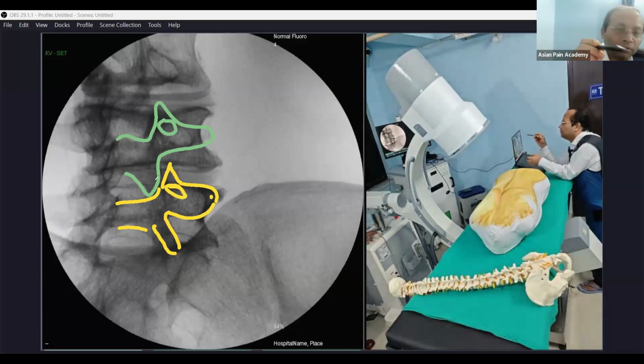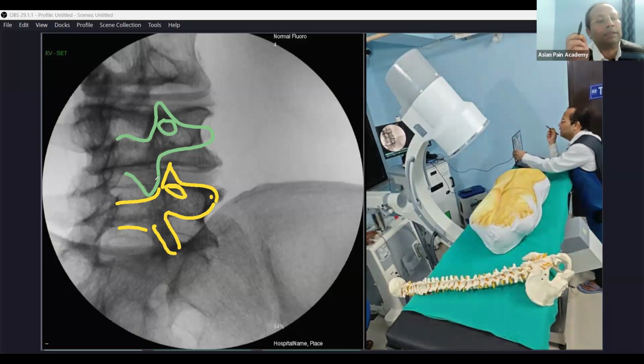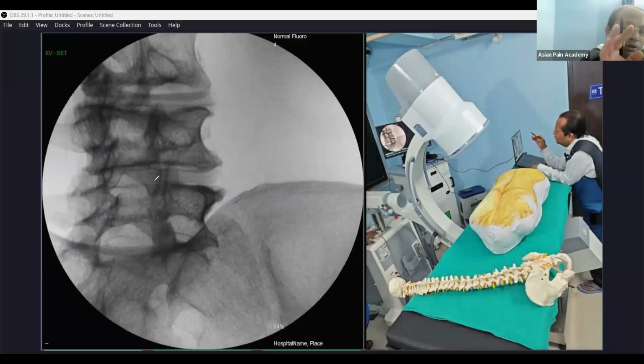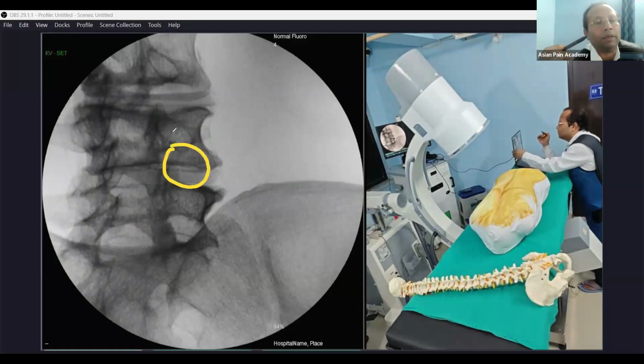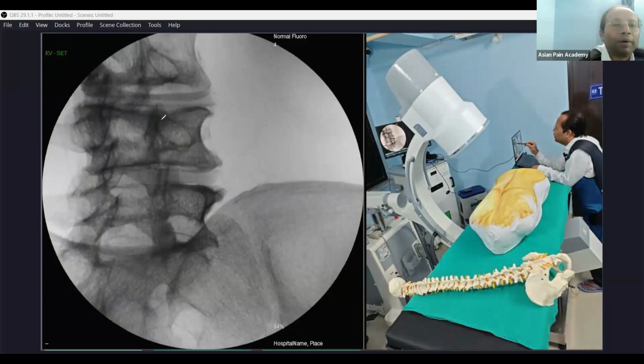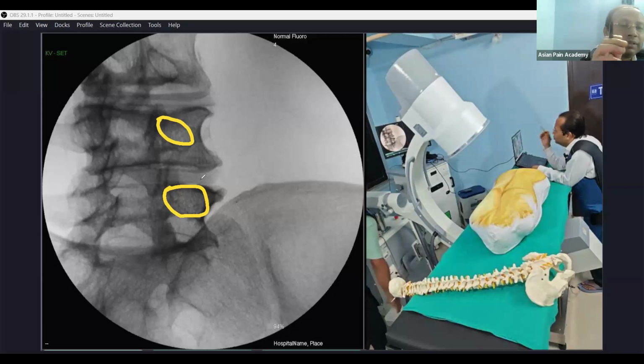This part is the eye of the dog. When we can understand this dog picture, then we know where the foramen is. This part is the foramen between two pedicles. What is the margin of the pedicle? This is one pedicle, and this looks like another pedicle. The lower pedicle is a bit bigger, the upper pedicle is smaller. This is the end-on view of the pedicle.